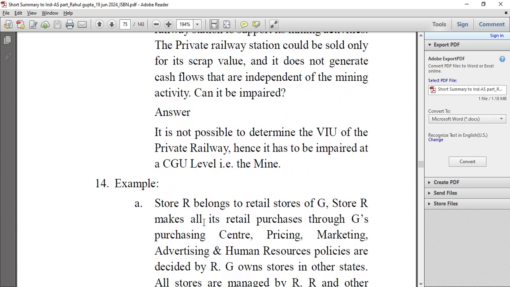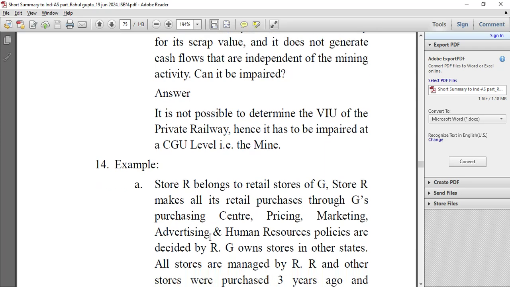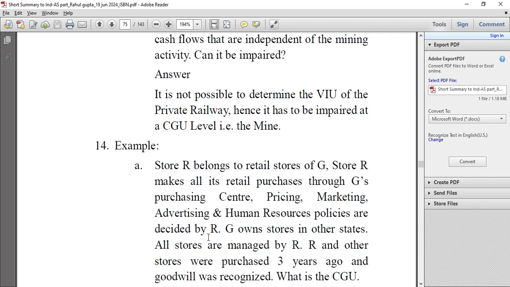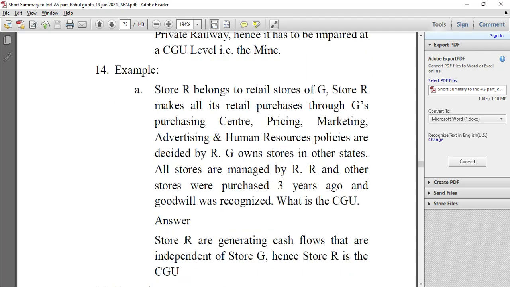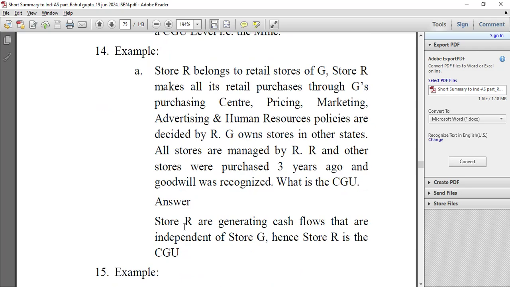Example, store R belongs to retail stores of G. Store R makes all its retail purchases through G's purchasing center. Pricing, marketing, advertising, and human resources policies are decided by R. G owns stores in other states. All stores are managed by R. R and other stores were purchased 3 years ago, and the goodwill was recognized. What is the CGU? Answer: store R is generating cash flows that are independent of store G. Hence, store R is a CGU.